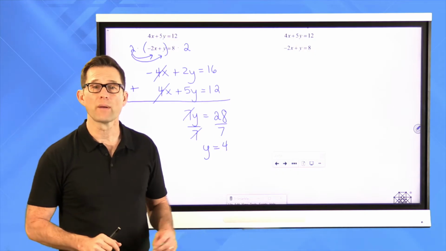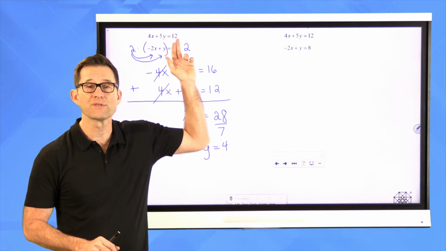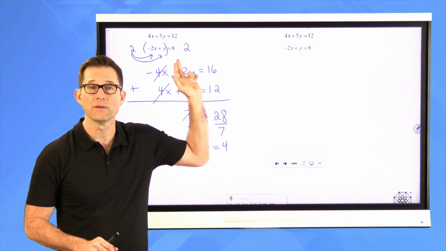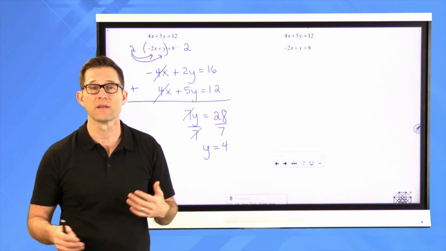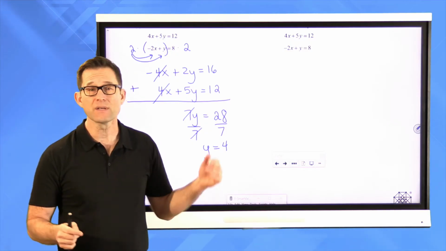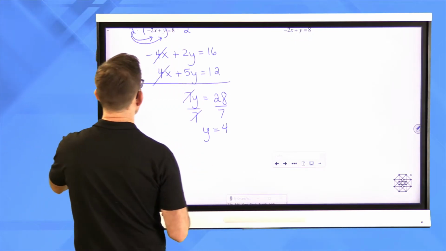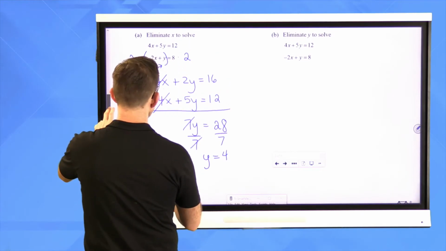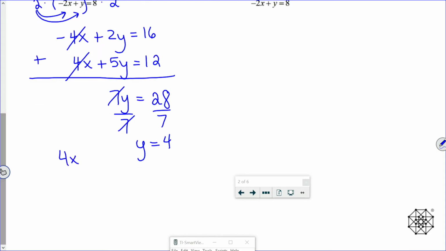So at this point I'm going to take y equals 4 and substitute it into either the first equation or the second equation. Doesn't matter which, take your pick. If one of them seems like it's going to be easier to work with, go with that one, but it should not matter. I'm just going to throw it back into the first equation, which is going to allow me to solve for x. Now that first equation, 4x plus 5y equals 12.